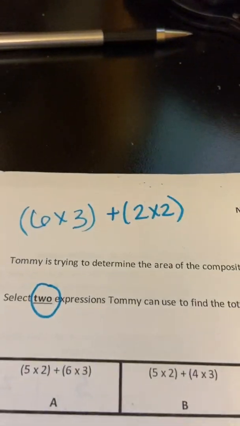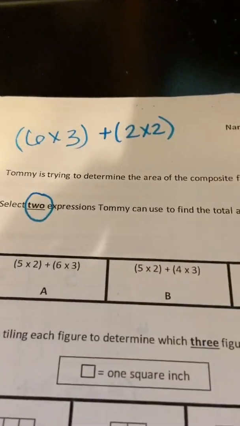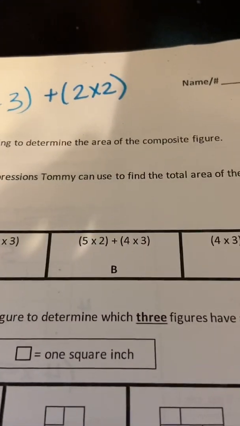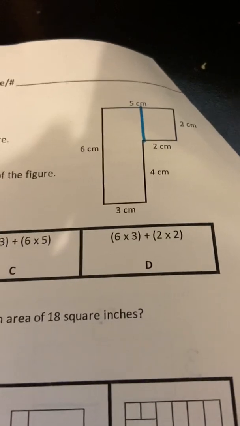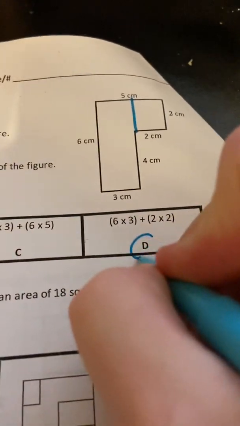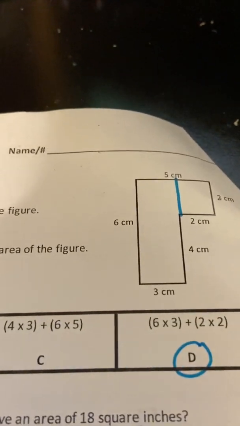So I could come back over here. So let's see if any of them match that one. So let's look. Look at this one right here. 6 times 3 and 2 times 2. So there's one answer. So now I've got to decide, is there another way I could divide this shape up?